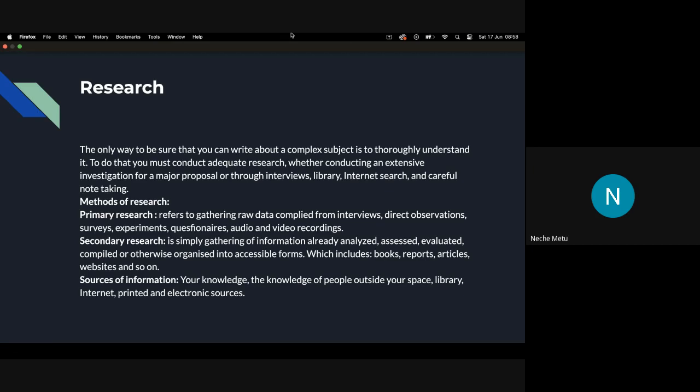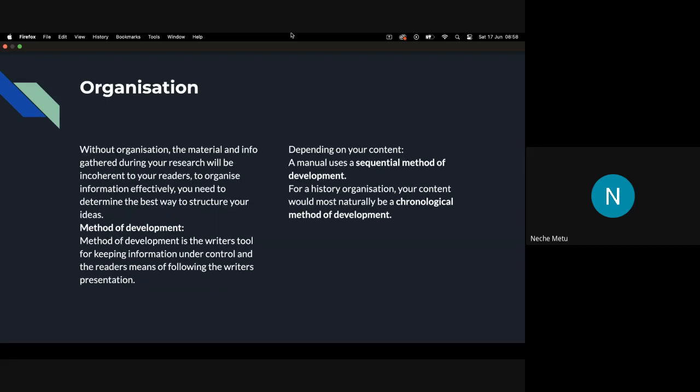So okay, having treated research, we have looked at preparation and we have looked at research. Now we come to the third step: organization. What is organization? Without organization, the preparatory steps and the information we gather during our research will be incoherent to our readers. So we have to organize information effectively. We need to determine the best way to structure our ideas, and we need to be looking at the method of development.